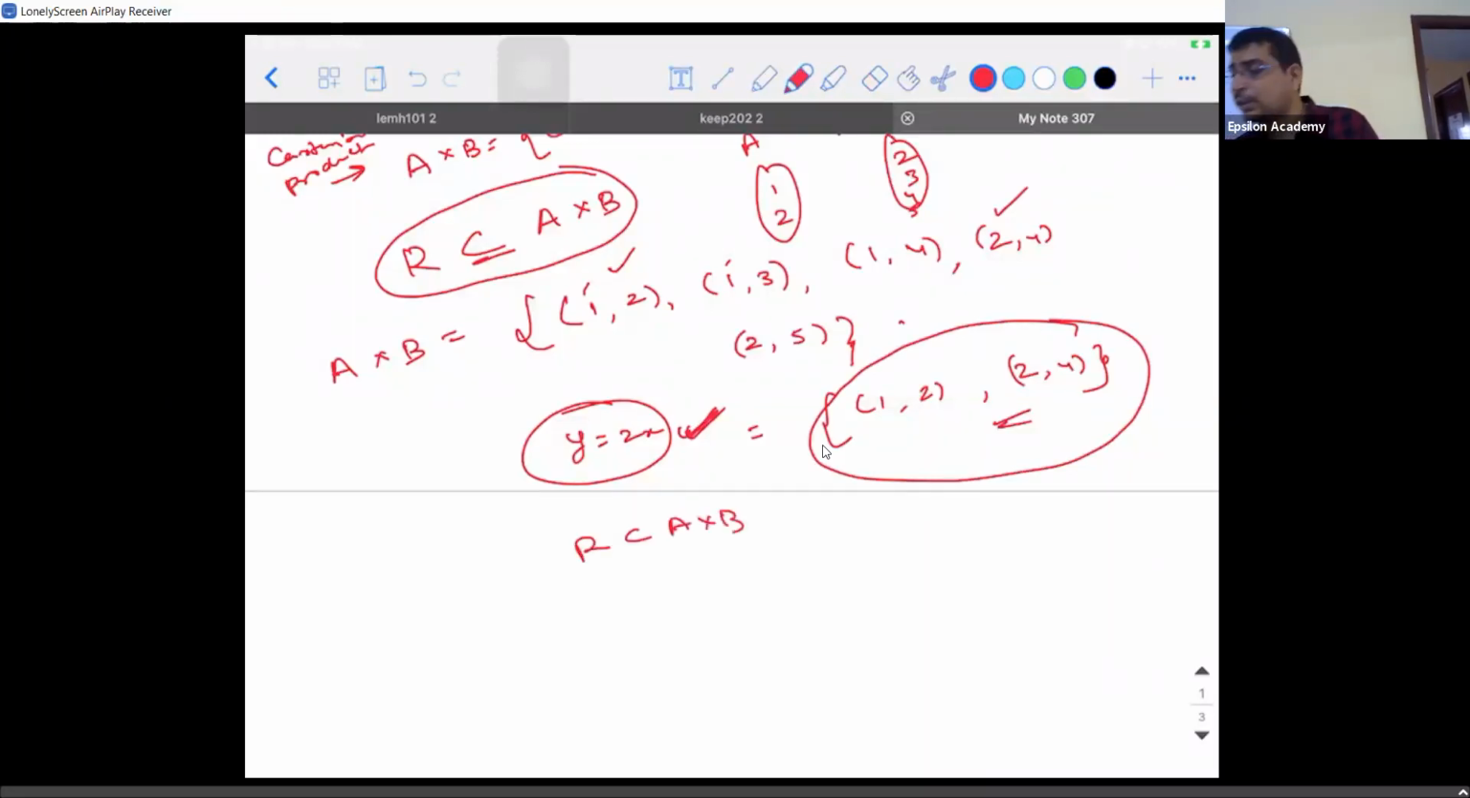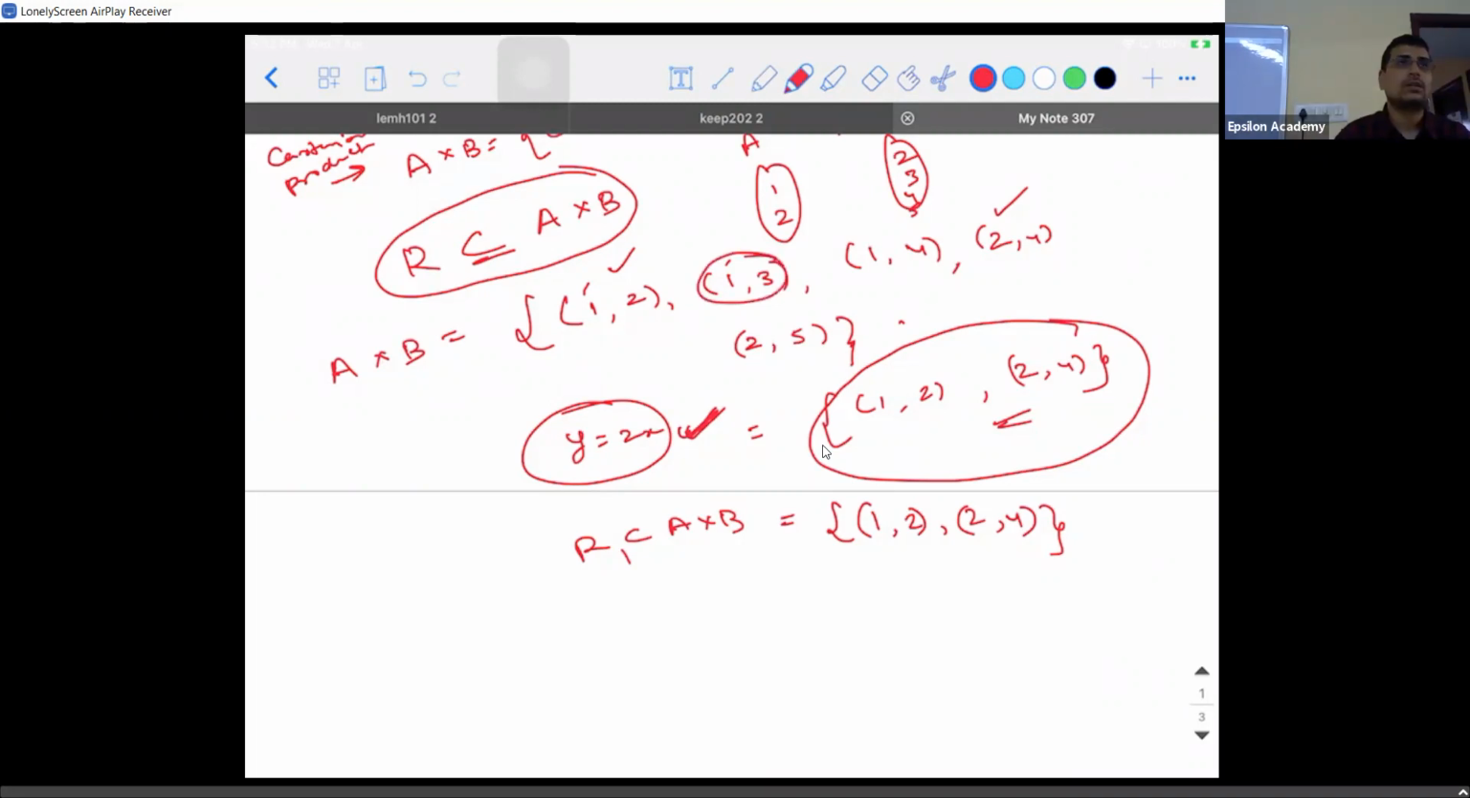Can you frame another relation? If I call this relation R1, a subset of A cross B, which is given as (1, 2) and (2, 4), you have other ordered pairs also, no? The other ordered pairs might follow some other condition. For example, if I ask you to frame a relation between 1 and 3, if I call that relation R2, which is still a subset of A cross B, then what is that relation supposed to be?